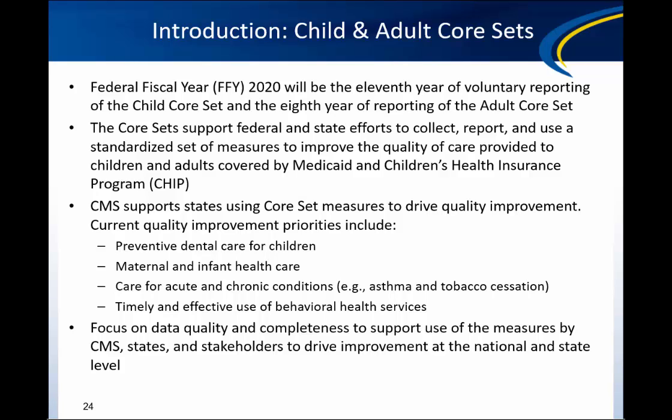This quality data is also used in the Medicaid and CHIP scorecard. For those who are unfamiliar with that, you can find information on medicaid.gov. We do like to support our states who are using the core set measures to drive quality improvement, and we do have selected improvement areas that have been priorities for us, which include dental care, maternal and infant health care, acute and chronic conditions, and timely and effective use of behavioral health services. And as you are well aware, through our SMI process, which we'll be going into a little bit more later, we do focus on data quality and completeness to support the use of measures by CMS, states, and stakeholders.